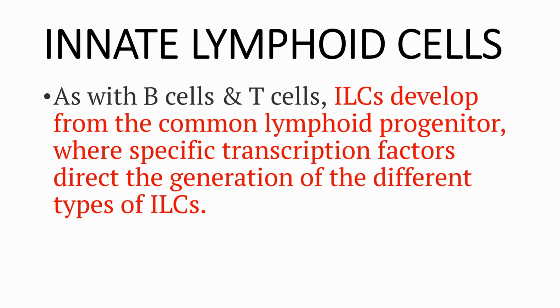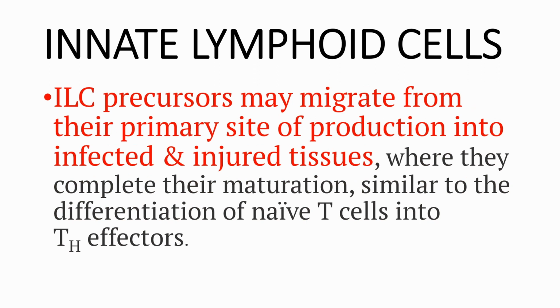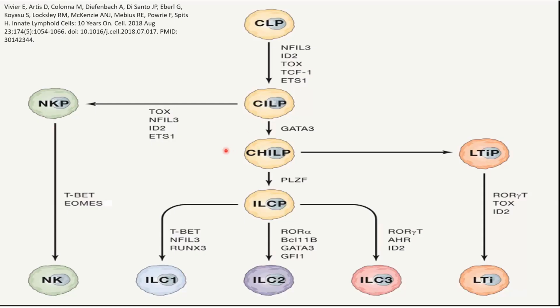As with B cells and T cells, innate lymphoid cells develop from the common lymphoid progenitor, where specific transcription factors will direct the generation of the different types of innate lymphoid cells. Innate lymphoid cell precursors then migrate from their primary site of production into the infected and injured tissues, where they complete their maturation, similar to the differentiation of naive T cells into T helper effectors. In this diagram, we can see the origin of innate lymphoid cells.